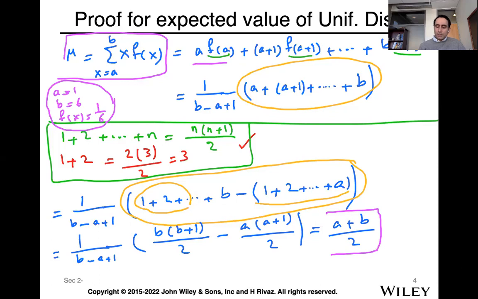The only reason that was easy is that instead of a plus dot dot dot plus b, all I had was 1 plus 2 plus dot dot dot plus 6, right? So we did this manually, because this is an easy sum, just from 1 to 6. So the proof for the uniform distribution is really easy. It just looks complex, but it's really easy. Any questions?